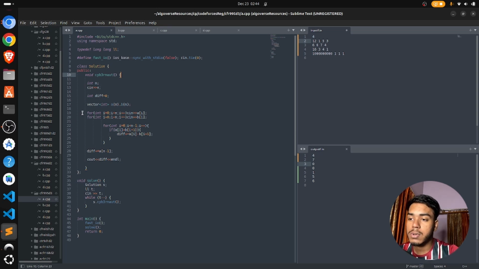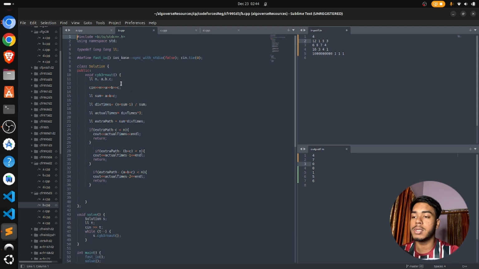At first, where is the second code? Yeah, this is the code of question B, and here first of all we are taking the input of all n, a, b, c, then we are summing that, a plus b plus c. Then I have just named the variable div times. What is div times? Div times is basically the total distance you can cover in the summation of all the 3 days.